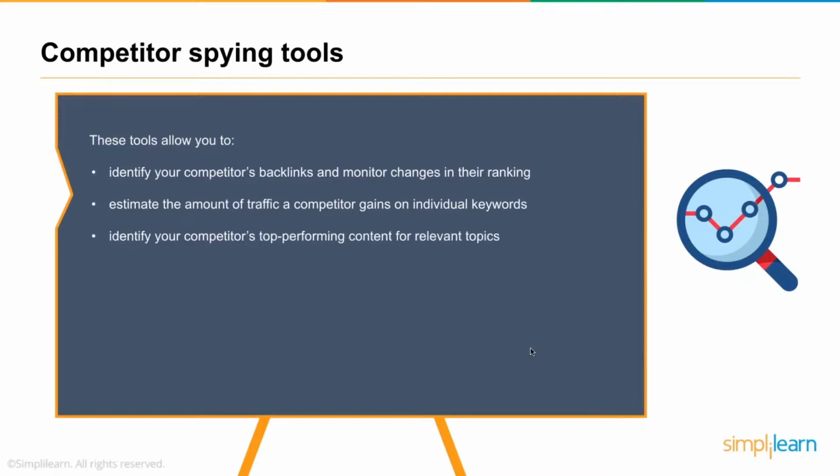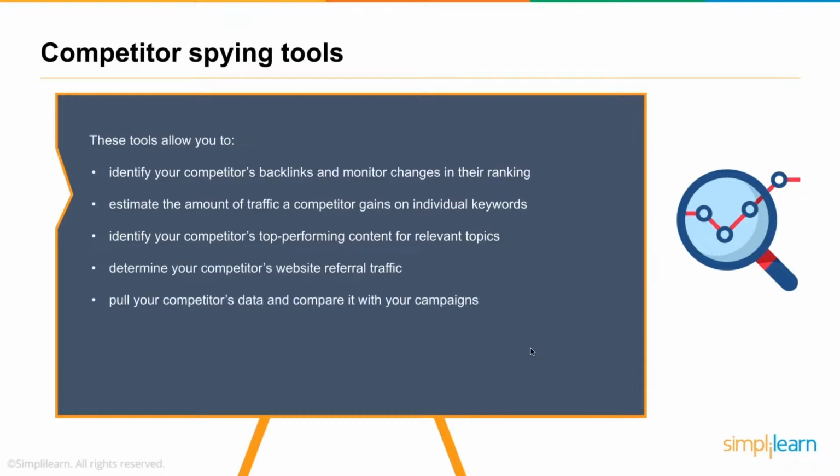We can also identify our competitors' top performing content for relevant topics. We can determine what our competitors' website referral traffic is. We can pull our competitors' data and compare it with our own campaigns. So lots of tools out there to help you do this. And we may want to track the total amount of clicks a competitor receives and how much they pay for each keyword. So let's go ahead and take a look at a few examples of how we can leverage all these bullet points that we just discussed.